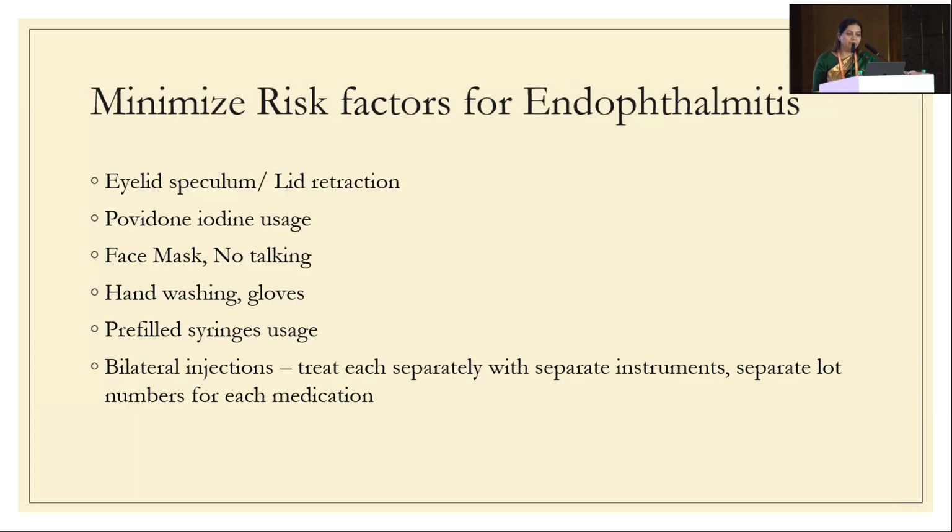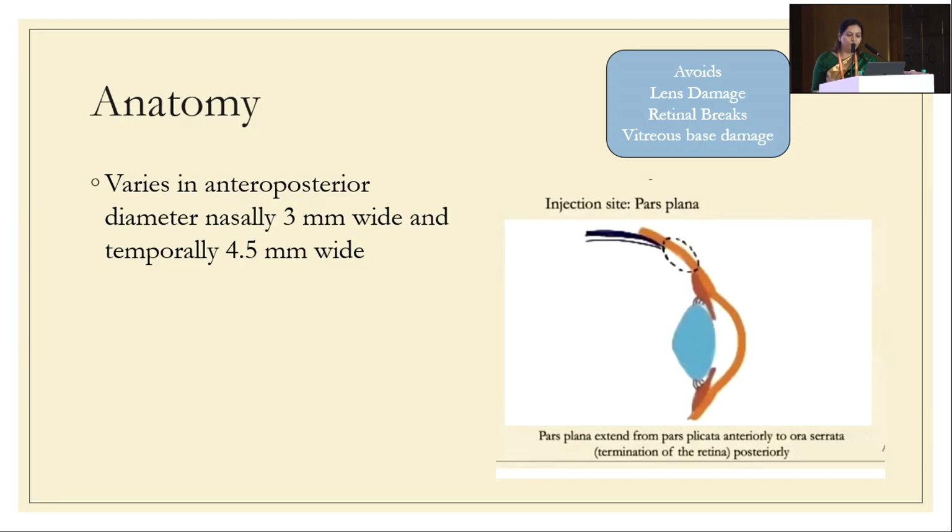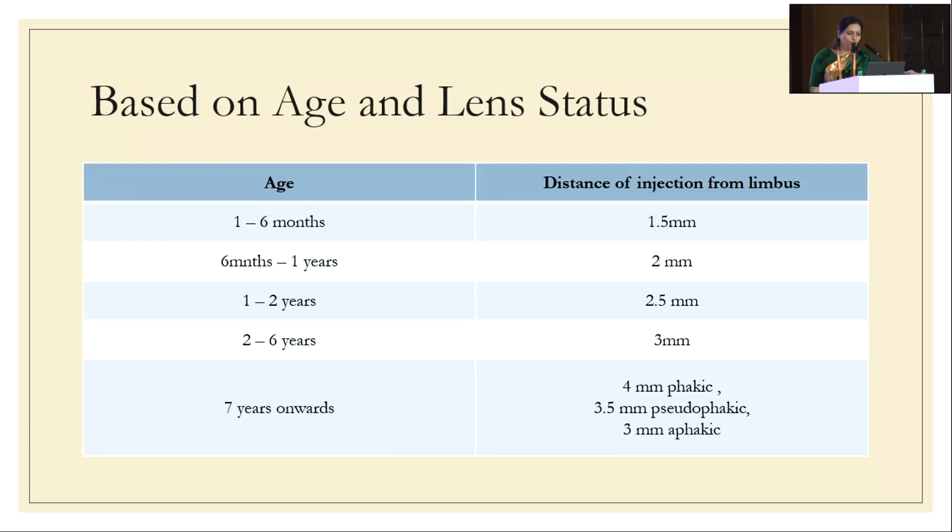So to minimize the risk of endophthalmitis, use povidone iodine, and while we are injecting, we should not talk. So the face mask is very important. Use gloves and pre-filled syringes, and you can use a 30 gauge needle, and the distance has to be maintained. If the patient is pseudophakic, 3.5 mm; if the patient is phakic, then 4 mm. So according to the age, the distance of the injection from the limbus is very important.